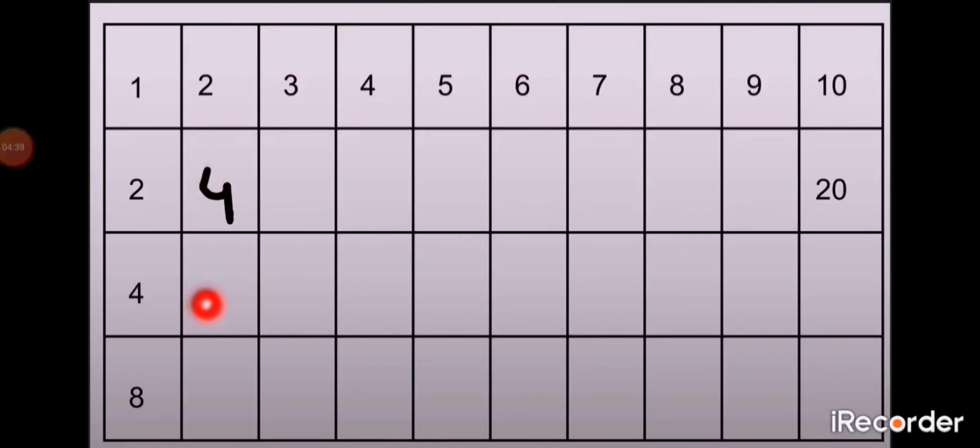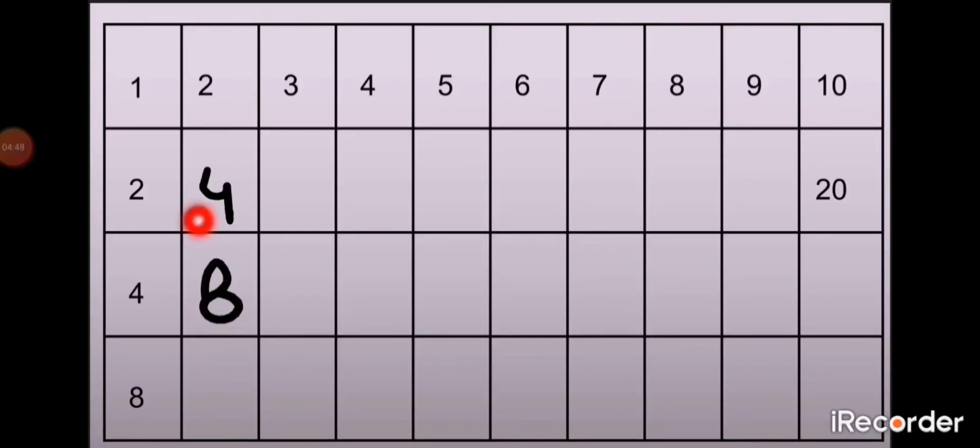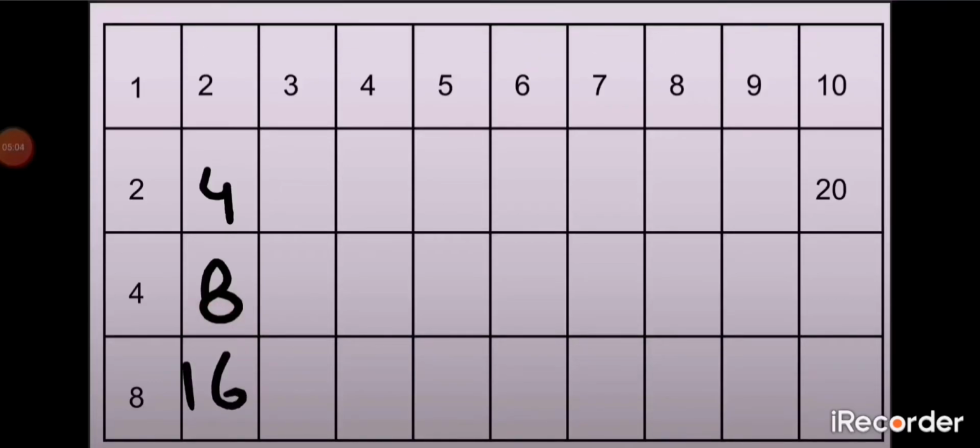4 plus 4. Yes, count on. 4 in mind. Now count on 4 more. 5, 6, 7, 8. Answer is 8. Now, double of 8. You can multiply it with 2 also. So I can read the table of 2, 8 times. 2 ones are 2, 2 twos are 4, 2 threes are 6, 2 fours are 8, 2 fives are 10, 2 sixes are 12, 2 sevens are 14, 2 eights are? Yes, it is 16. Done.